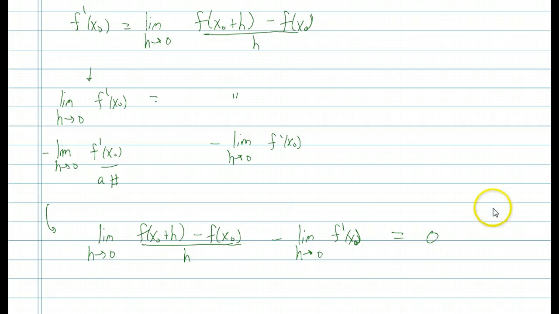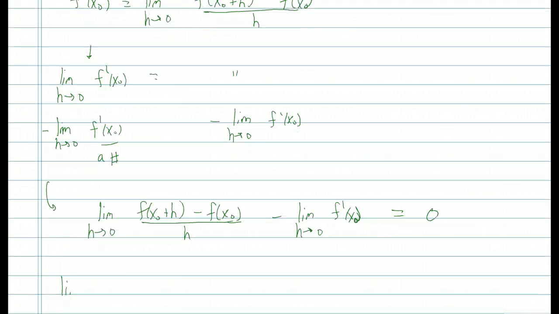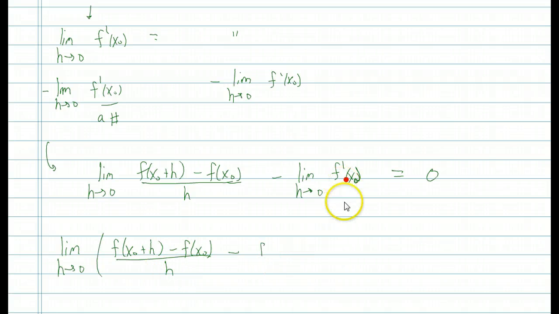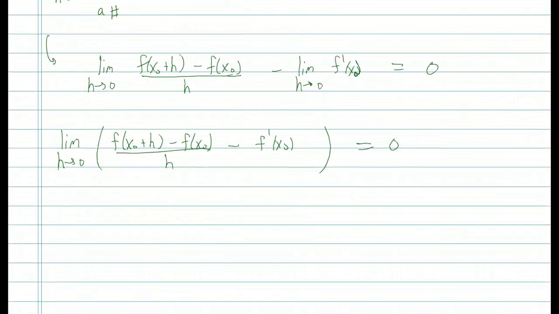Now we're going to use a property of limits from Calc 1. We've got the limit of a difference is the difference of the limits, and backing that up, if we have a difference of two limits, we can say that that's the same as the limit of the difference of these expressions here. So we've got the limit as h approaches 0 of the slope of our secant line, or average rate of change, minus this number, which is f prime of x sub 0. And that limit as h approaches 0 has to be 0.